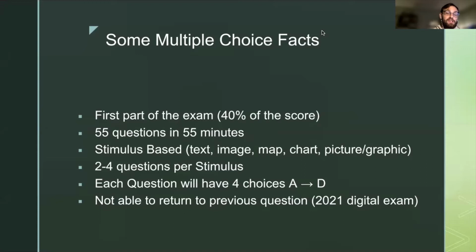in a set. They're attached to a stimulus, which is a piece of text, an image, a map, a chart, a picture, a graphic, what have you. But you will never see a question that is simply like, oh, here's a fact, tell me about it. Each question will have exactly 4 choices, A through D. And specific to the 2021 digital exam, you will not be able to return to the previous question. We'll talk a little bit more about that and what exactly that means. But those are some basic multiple choice facts for AP Social Studies exams.